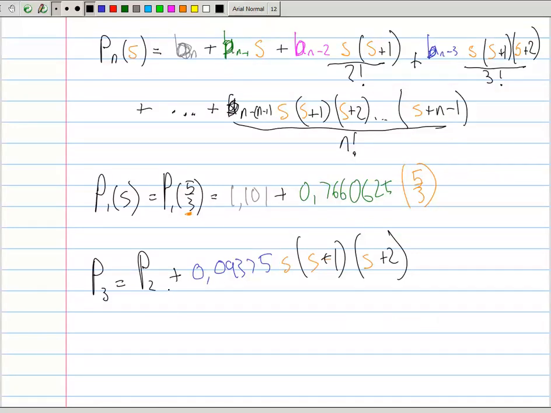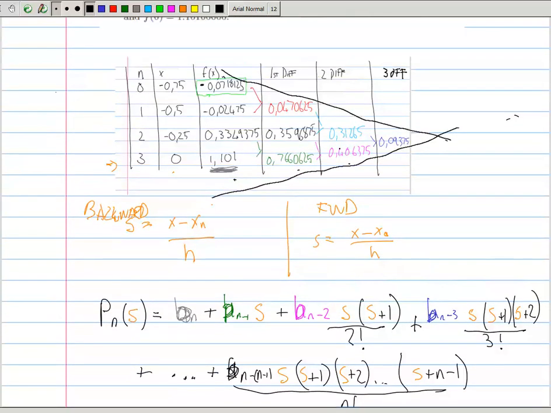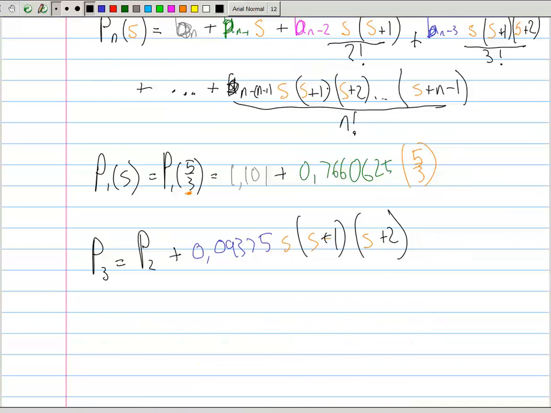Just if you're unsure about P2, I'm going to verbally go over it. Our P2 would be P1 as we have it there, plus we would be utilizing this 0.406375 multiplied by s, multiplied by s plus 1, all over 2 factorial. And what I've missed here is the 3 factorial. 3 factorial is 1 times 2 times 3, which is 6. And that is backward difference.